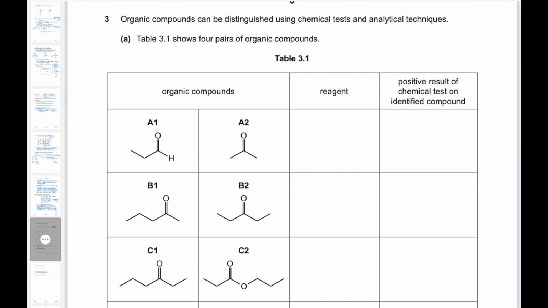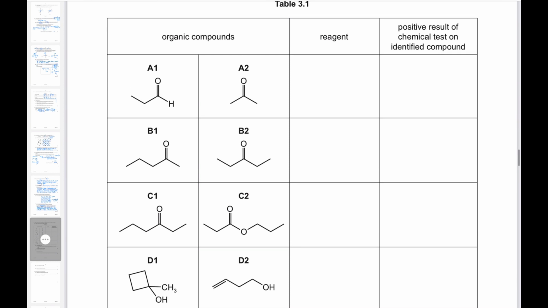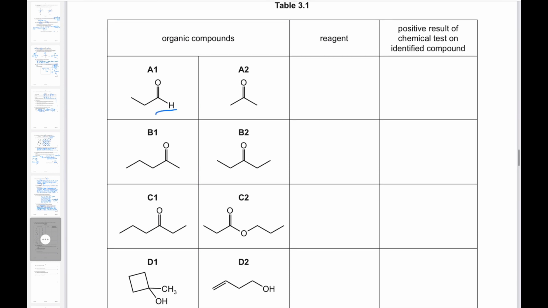Question 3. The organic compounds can be distinguished using chemical tests and analytical techniques. A. Table 3.1 shows 4 pairs of organic compounds, and you're supposed to identify a reagent to distinguish between them, as well as give positive results for the chemical tests and identify which compound shows this result. First one, you've got an aldehyde versus a ketone.